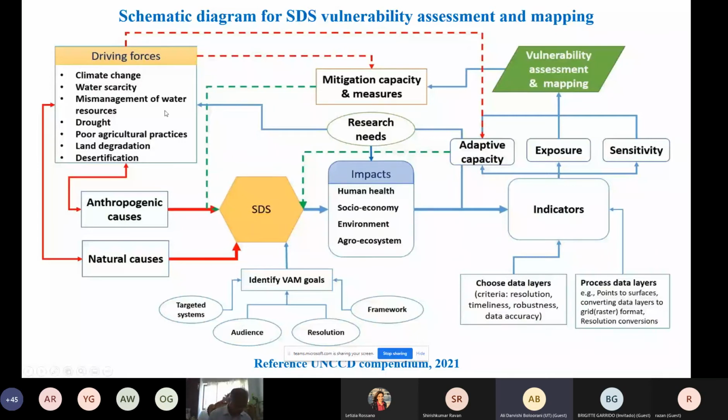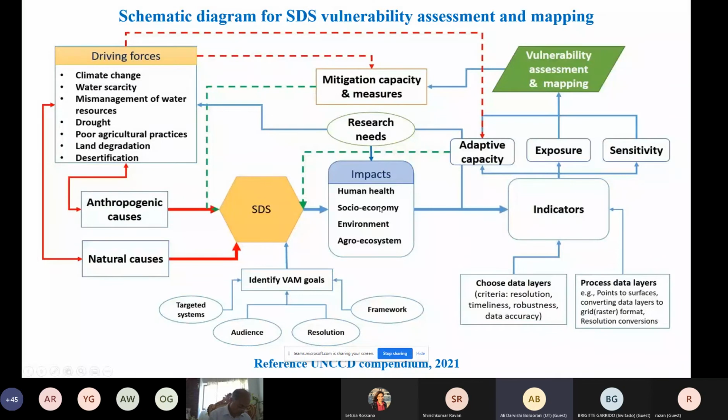After that, you have to know which aspects or domains of a society must be considered for vulnerability mapping. Human health, socioeconomy, environment, and agroecosystem are four main domains of a society that can be impacted by sand and dust storms, in order to make a vulnerability mapping. Okay, but how can we do this?